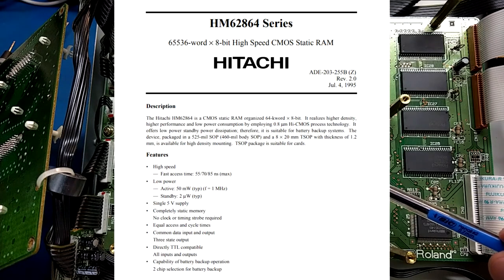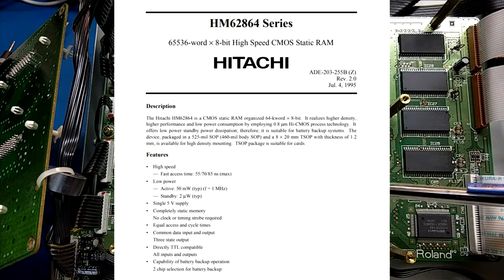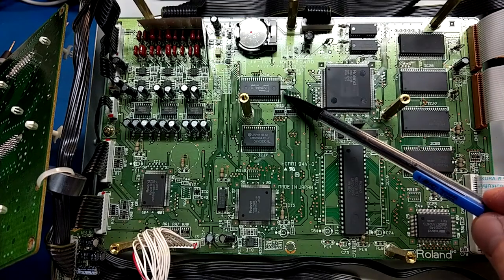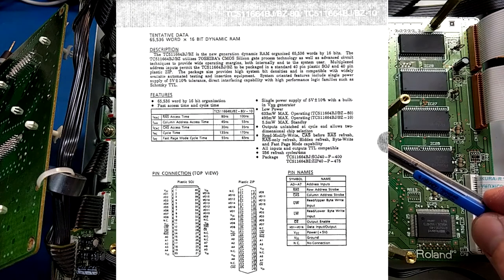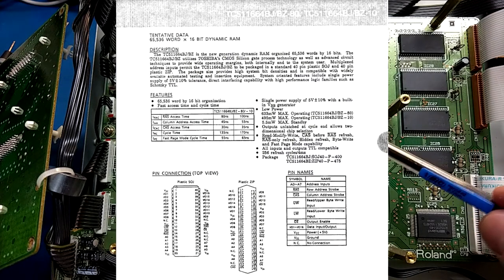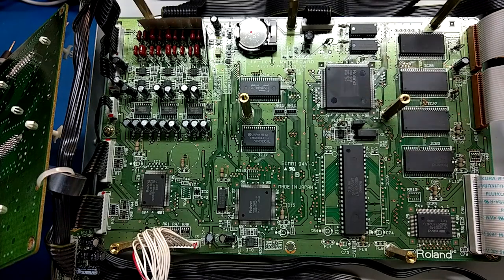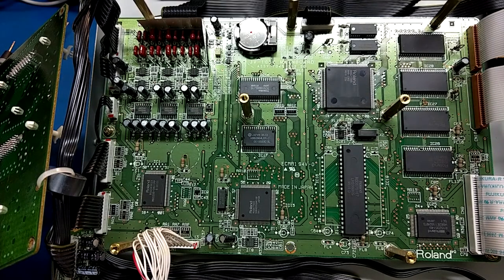Directly above the processor, we have, looks like, Hitachi HM62864. That is a static RAM, most likely used alongside the main processor here. And then up above here, this looks like a DRAM, TC511664. I don't know it offhand, but if I had to guess, I would say that's a DRAM. Looks very similar to what a DRAM looks like.